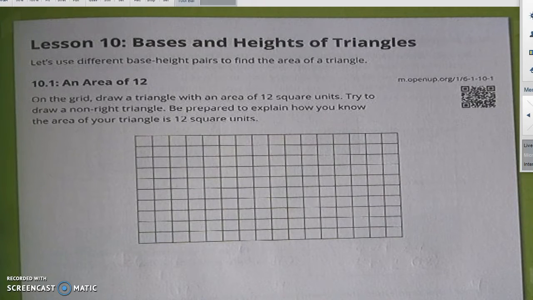Okay, so lesson 10 is called Bases and Heights of Triangles. On the grid, draw a triangle with an area of 12 square units. Try to draw a non-right triangle. Be prepared to explain how you know the area of your triangle is 12 square units.